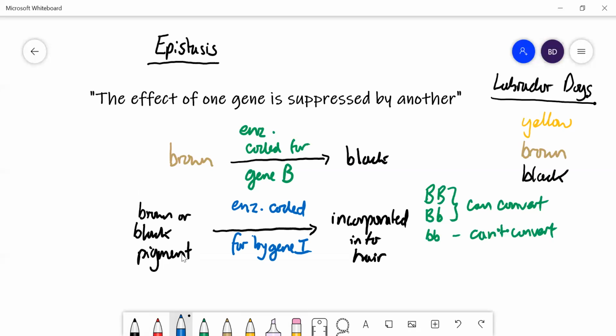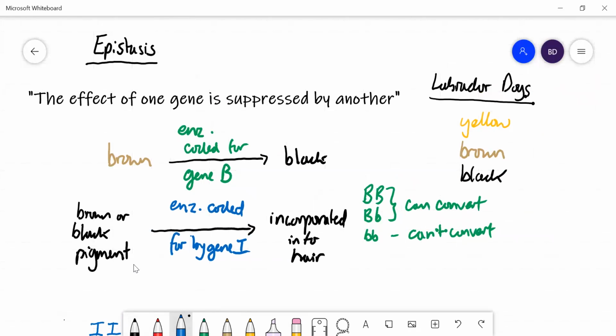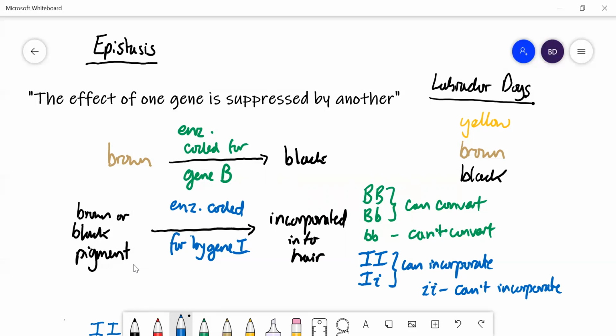So if we have a look here, we just write down here: if you've got either homozygous dominant or heterozygous, they can incorporate. So the dog can be black or brown with that genotype. And then if it's a homozygous recessive, it can't incorporate. So those dogs are always going to be yellow, no matter what the status of the B gene is.